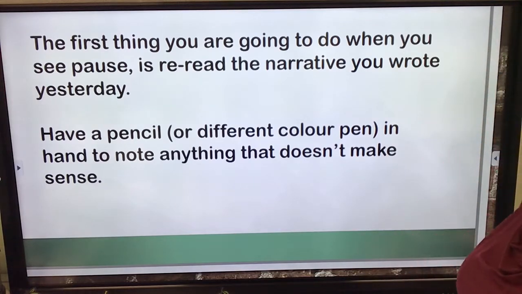The first thing you are going to do when you see pause is reread the narrative you wrote yesterday. And it'd be really good for you to have a pencil or a different colour pen to hand to note anything that doesn't make sense to you. Anything that when reading it through today you think, that's not what I meant.